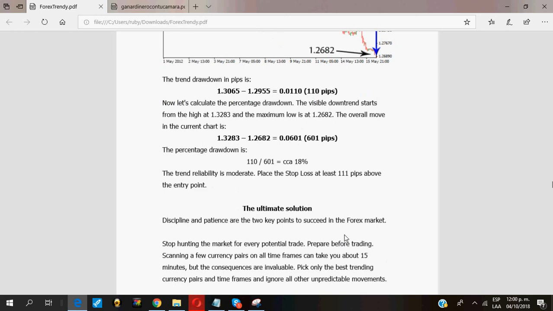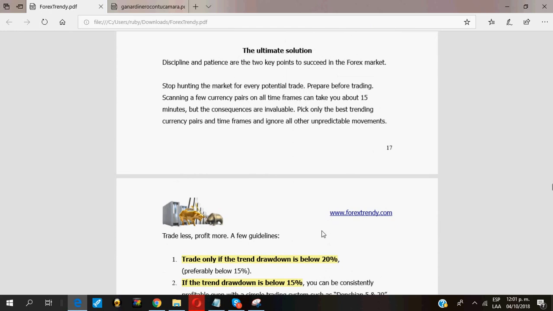Finally, discipline and patience are the two key points to succeed in the Forex market. Stop hunting the market for every potential trade. Prepare before trading. Scanning a few currency pairs on all time frames can take you about 15 minutes, but the consequences are invaluable. Pick only the best trending currency pairs and time frames and ignore all other unpredictable movements.